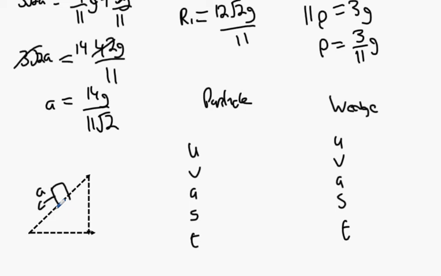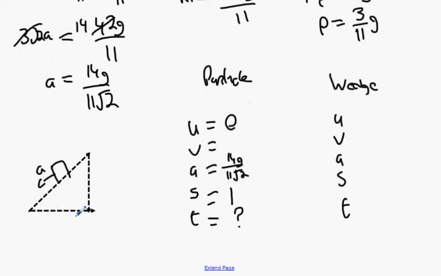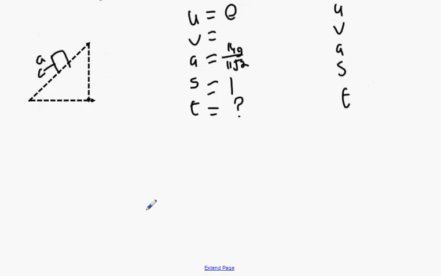Its v we don't know. We assume it starts from rest, u equals 0. We need to find out what the time is. Okay, so any choices there, guys? s equals ut plus a half at squared. So I'd go 1 equals a half, what's a half? 14g over 11 root 2, then times t squared. Then what I'm going to get is 1 equals 7g over 11 root 2 t squared. Bring that underneath. 1 divided by 7g over 11 root 2 equals t squared.